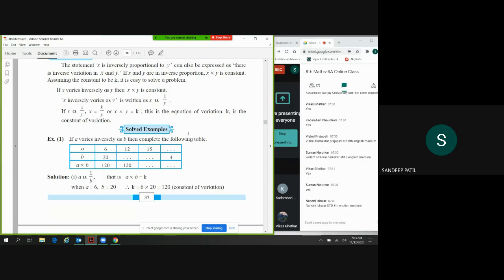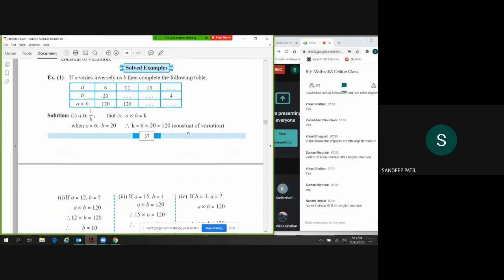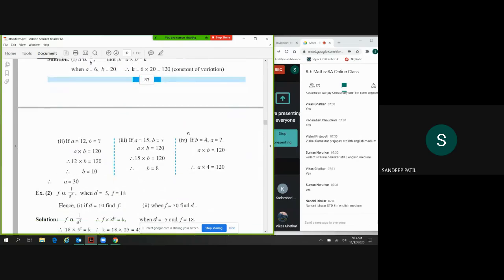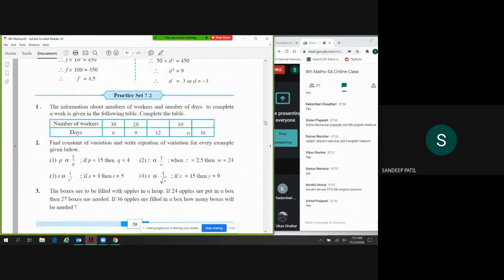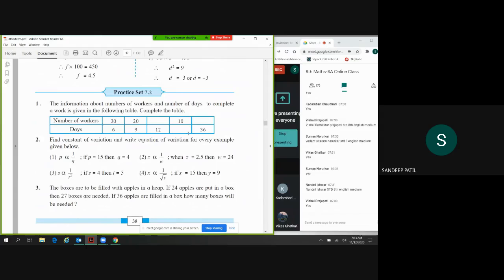So hopefully आप मेरी आवाज बराबर से सुन सकते हैं, right? If you have any issue, please let me know through the chat box. We solved some problems. हमने कुछ प्रॉब्लम भी सॉल्व किए थे. So let's try to work on some more problems to understand better about this concept, like direct variation and inverse variation. So we will start with practice set 7.2.